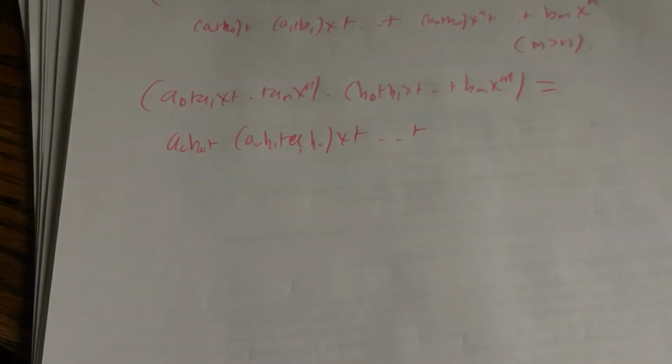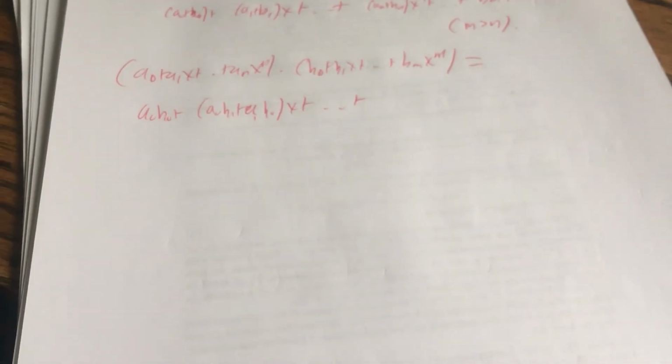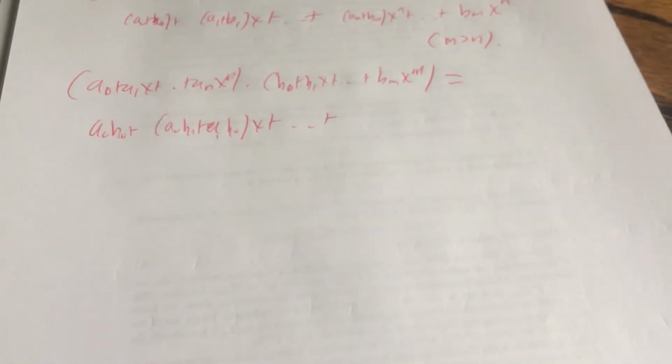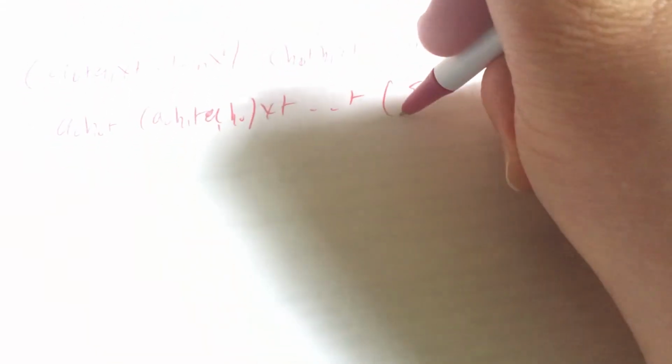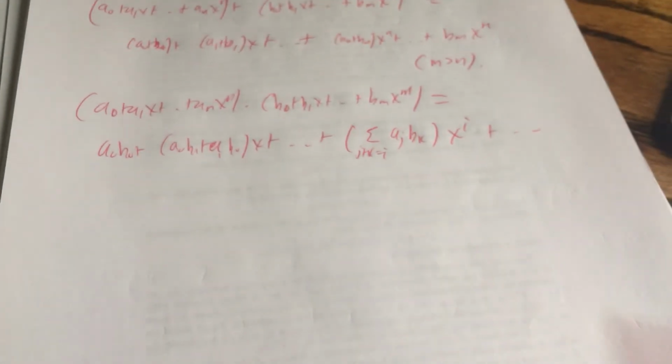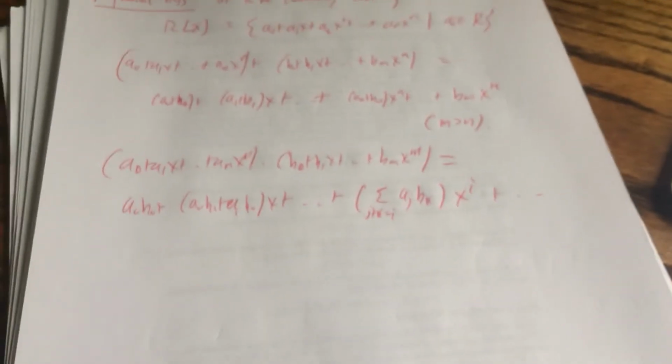Okay, so what is the next term? So I'm going to give you the typical term. What is the term next to x to the i? It's aj and bk such that j plus k is i. So the general term is the sum over j plus k equals i of aj bk, times x to the i. Like that. All right, so it's the sum over all those terms.